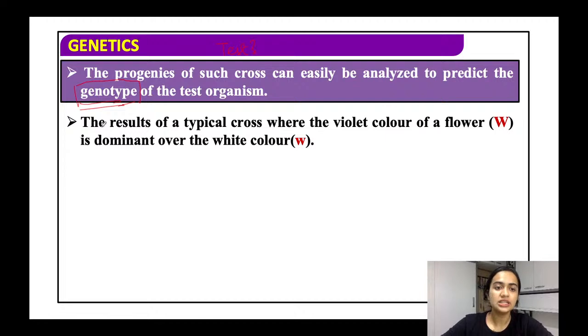Very important point. So these are the results of a typical cross where the violet color flower, that is capital W, is dominant over the white color flower.